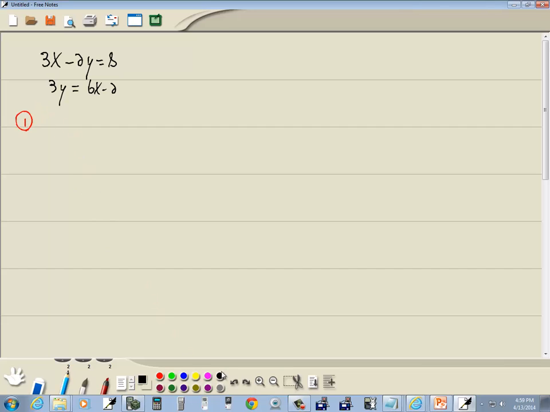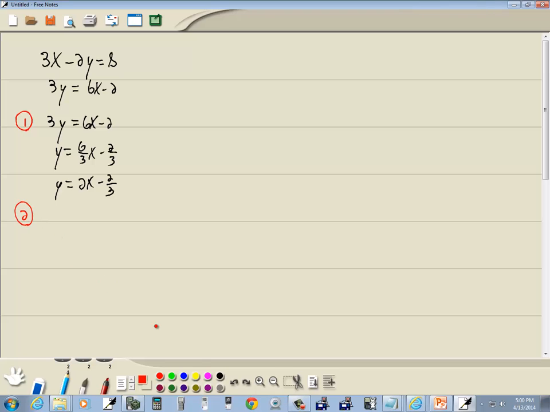So our first step, solve one of the equations for one of the variables. So we got 3y is equal to 6x minus 2, and I'm going to solve this for y. So I'll divide everything by 3. So I got y is equal to 6/3 x minus 2/3, or y is equal to 2x minus 2/3.